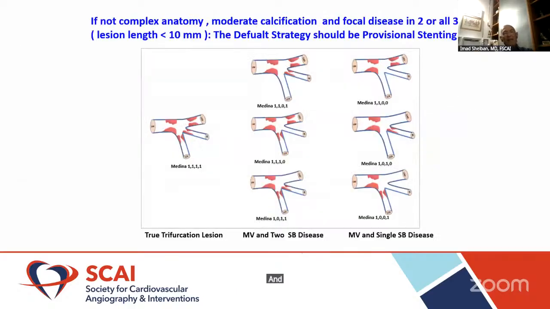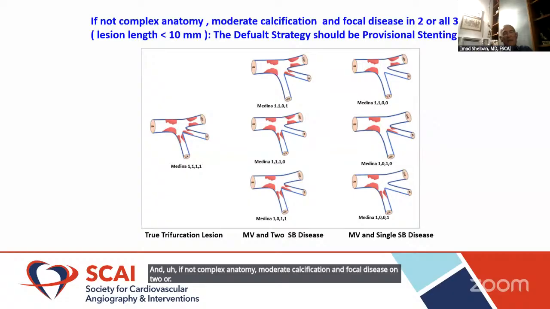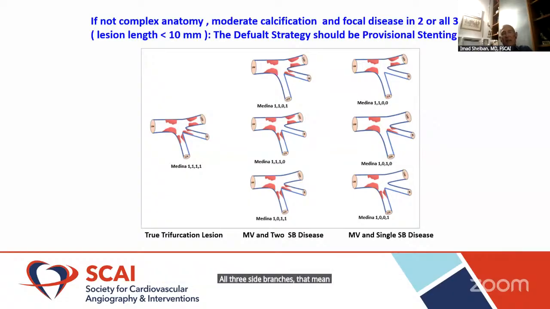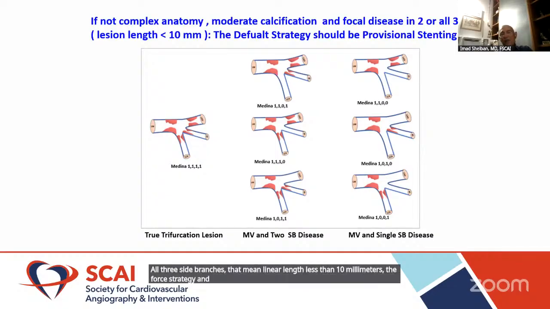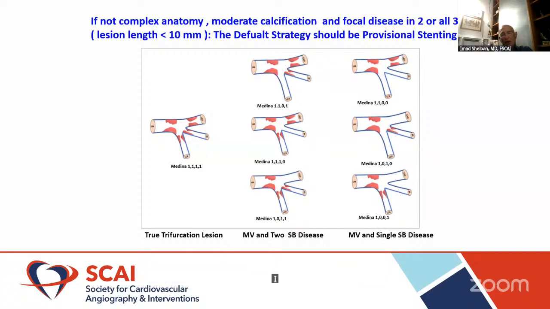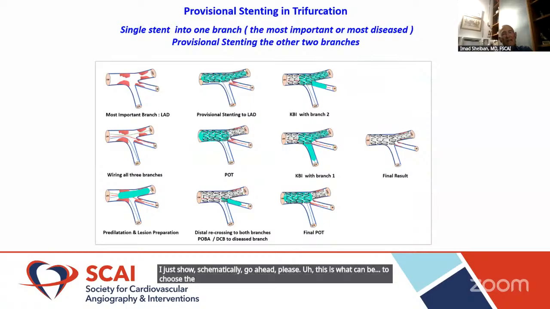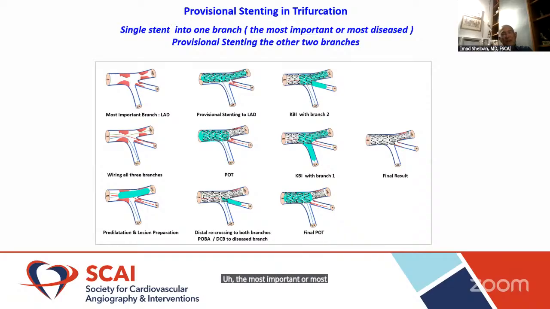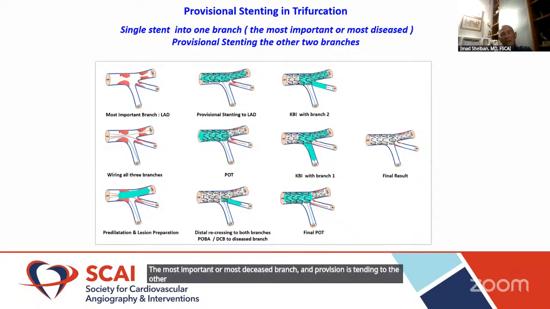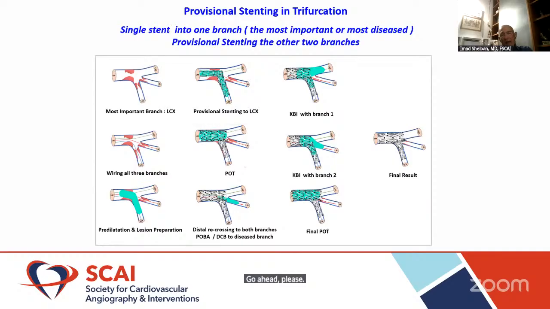And if not complex anatomy, moderate calcification, and focal disease on 2 or all 3 side branches, that means lesion length less than 10 millimeters, the default strategy in trifurcation should be provisional stenting. I just show schematically. This is how to choose the stent: a single stent into one branch, the most important or most diseased branch, and provisional stenting to the other 2 branches, as you can see in this scheme.